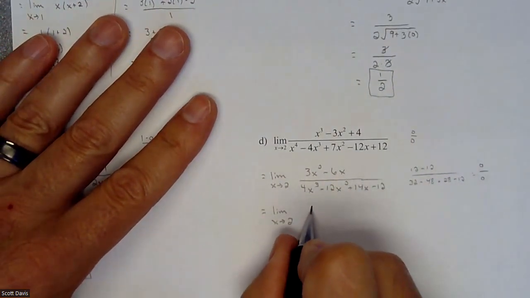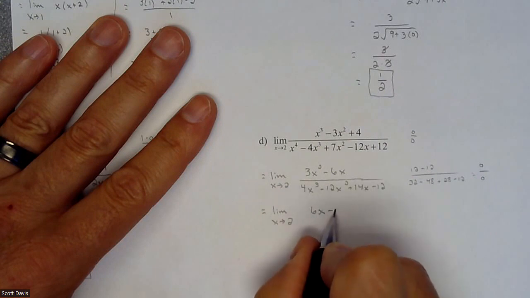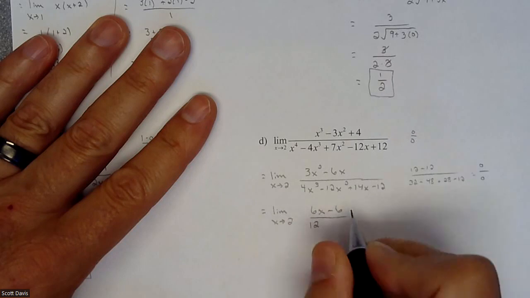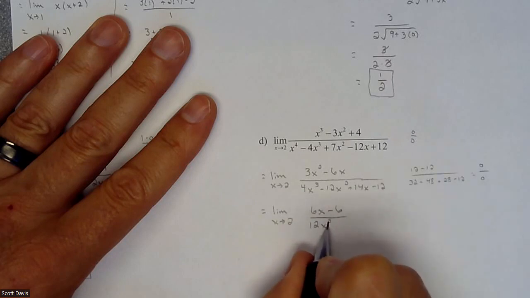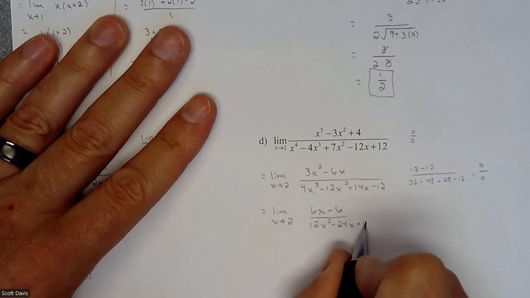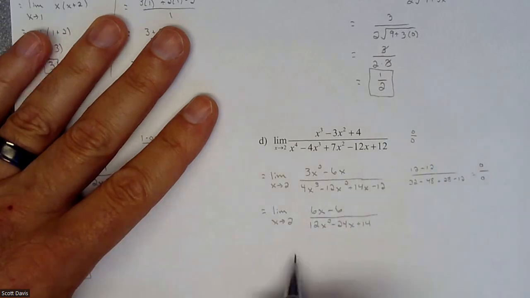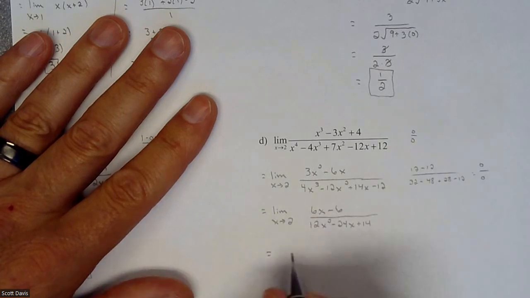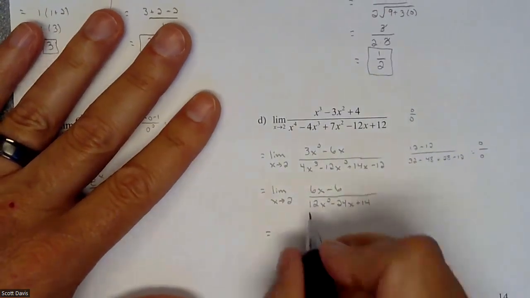So that's going to get us a 6x minus 6. And then here we're going to get a 12x squared minus 24x plus 14. And then if I plug a 2 in, I'm not going to get a 0 on the top. So I'm going to go ahead and plug in.